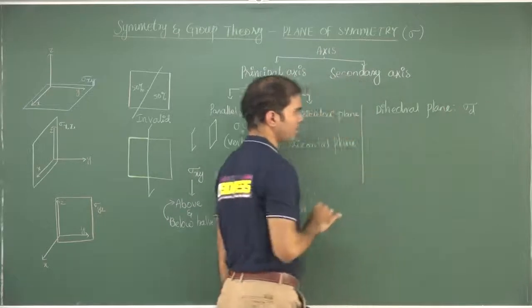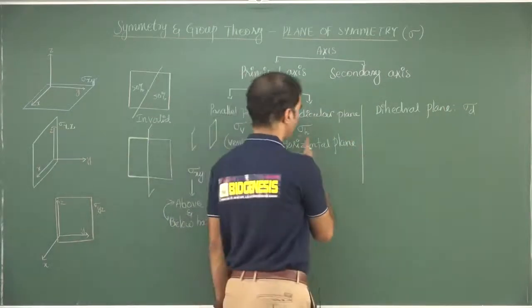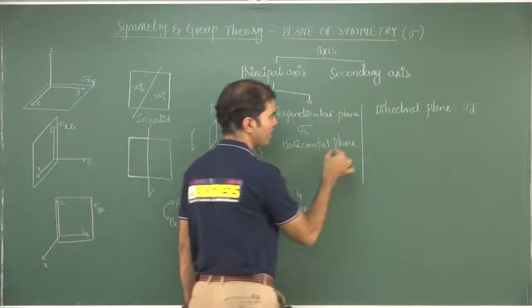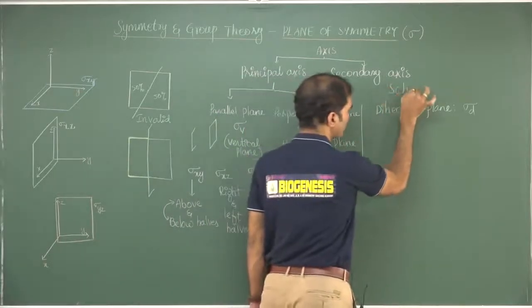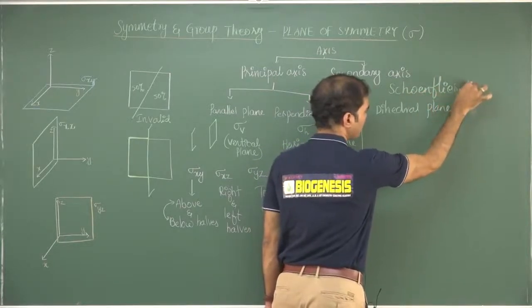Indicated by sigma d. All these are with respect to Schoenflies notation, whether I call it sigma v, sigma h, or sigma d, all these come under Schoenflies notation.